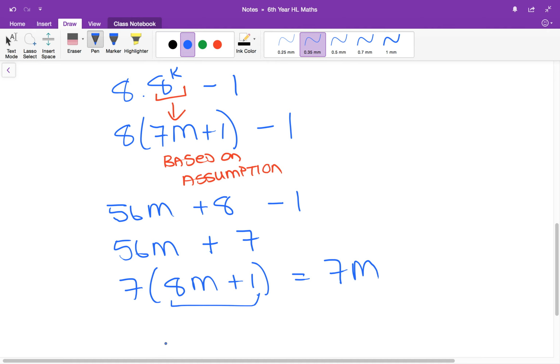And then you finish off with your 3 lines at the end of induction. So we've proved it for n equal to 1. If it's true for n equal to k, then it's true for n equal to k plus 1. So it's true for all n, an element of the natural numbers. So those are your lines at the end that you have to write in.